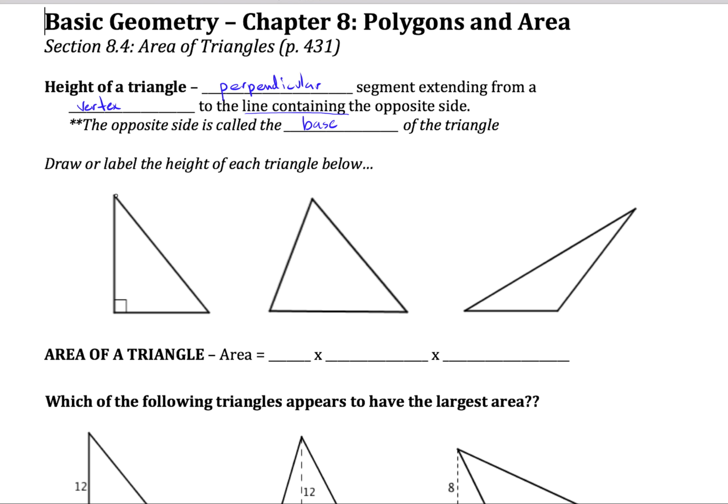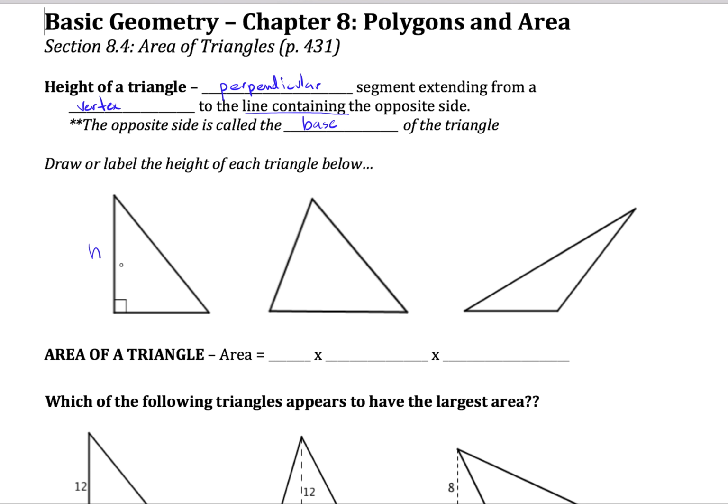So to start with, we have this right triangle right here. Now you'll notice at this vertex, we have a line segment that goes from this vertex down to the opposite side and makes a right angle. In other words, this side of the triangle is going to be our height of this triangle because it does exactly what the height is supposed to do. It extends from a vertex to the line that contains the opposite side, and it's perpendicular to that opposite side.